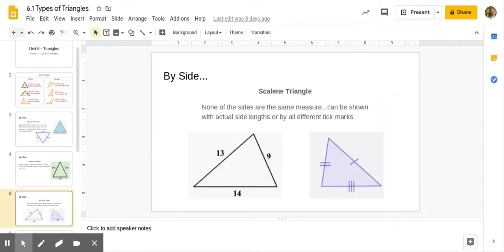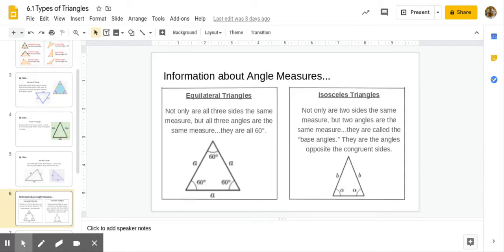The last one is scalene. In a scalene triangle, none of the sides are the same measure. Again, it can be shown with actual lengths or by different tick marks. In this one, we have 9, 13, and 14. Since all of those are different lengths, we can see that that is a scalene triangle. This one uses tick marks. We have one tick mark, two tick marks, and three tick marks. Since none of the ticks are the same, we know that's a scalene triangle.